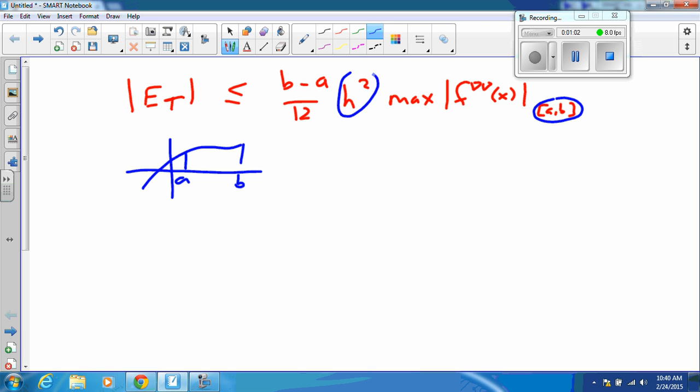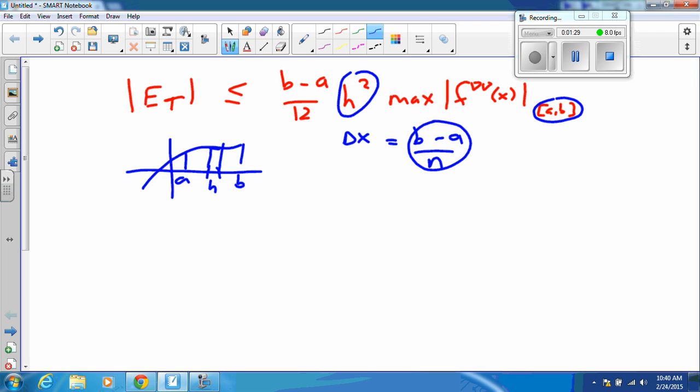Now the h that appears in this formula we've been using as delta x. Assuming equal spacing, that h, or delta x, is going to be (b minus a) over n. It's going to be the width of one trapezoid that we're using. If your trapezoids are not equally spaced, then you would use the width of the largest one.